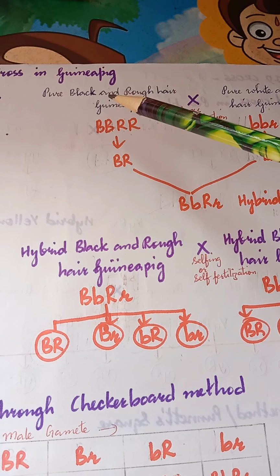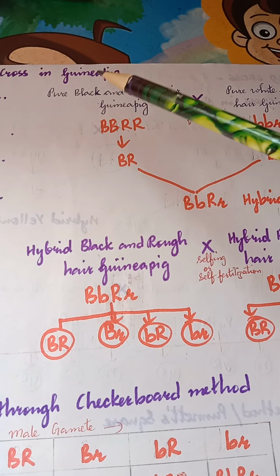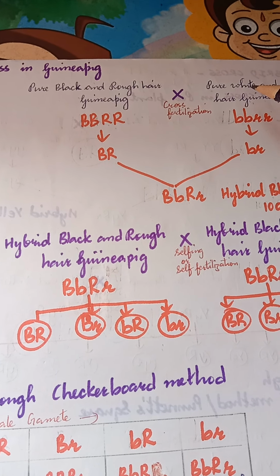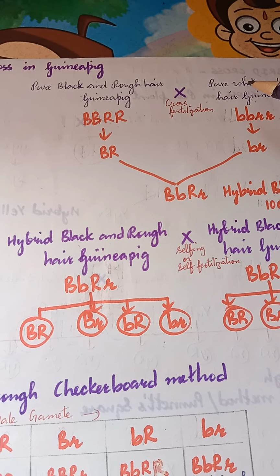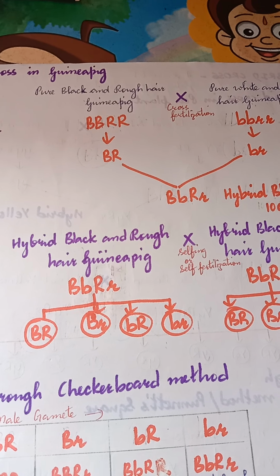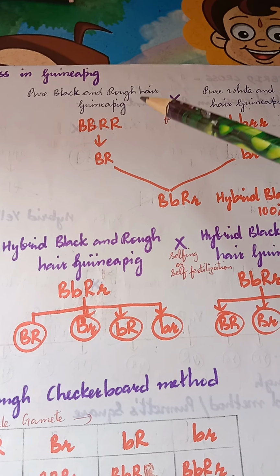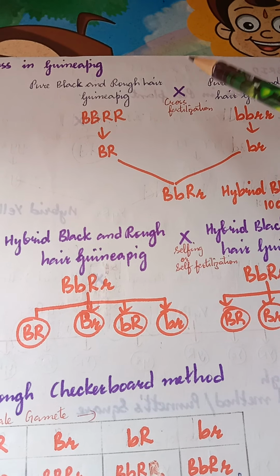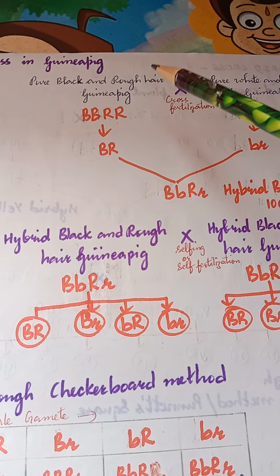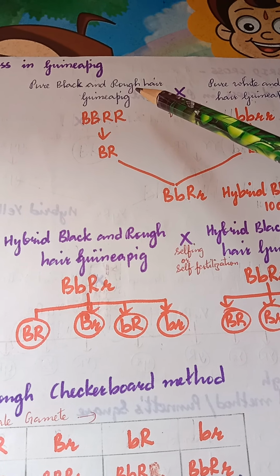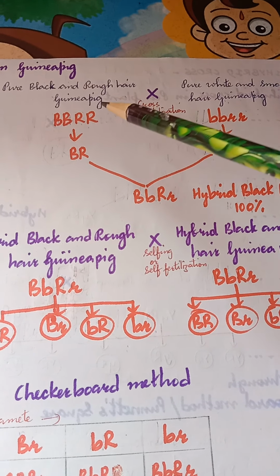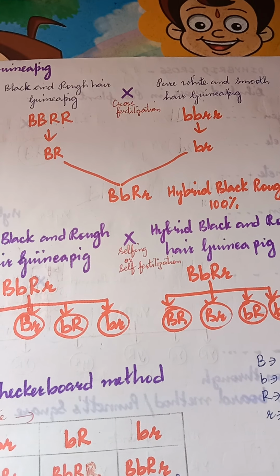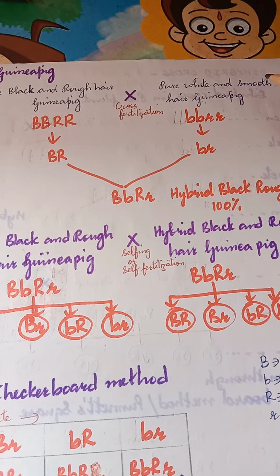The first pair of contrasting characters is the color of the hair. One guinea pig has black hair and the contrasting feature is white hair, so the other guinea pig will have white hair. The second pair of contrasting characters is the texture of the hair. In one case the hair is rough, and the contrasting character of rough is smooth, so the other guinea pig will have smooth hair.